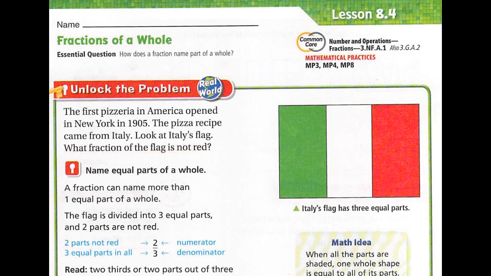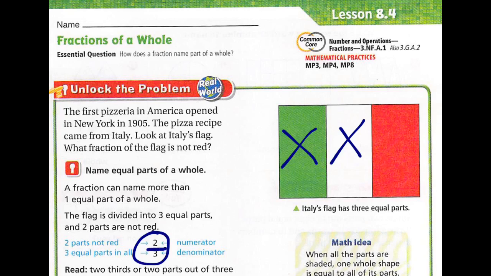Okay, we need to name equal parts of a whole. So, a fraction can name more than one equal part of a whole. Since the flag is divided into 3 equal parts, and 2 parts are not red, the green and the white are not red, it would be 2 parts not red out of 3 equal parts in all. So the way we'd write that is 2 out of 3, 2/3.